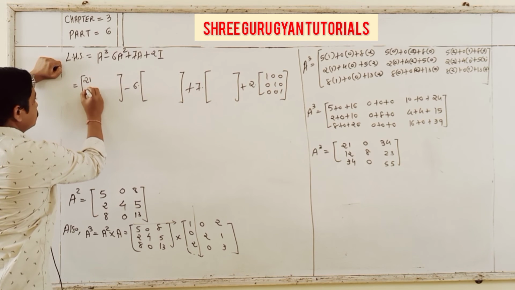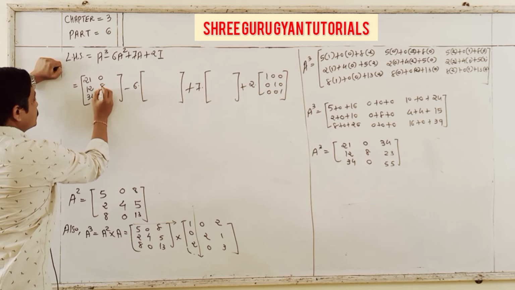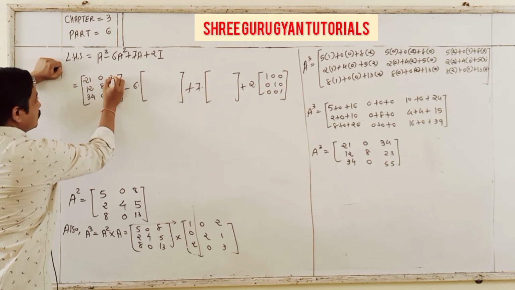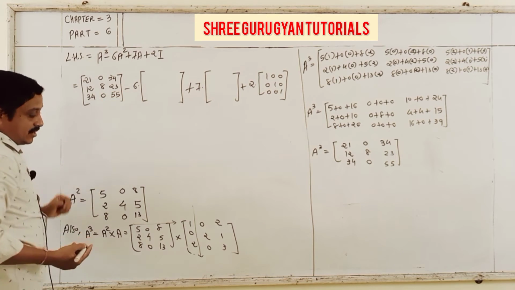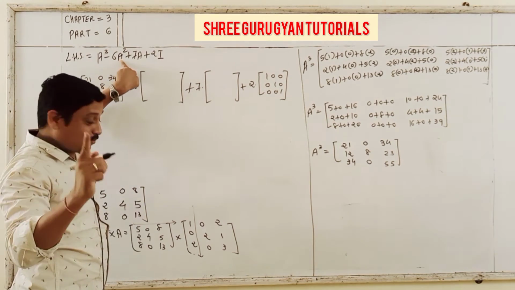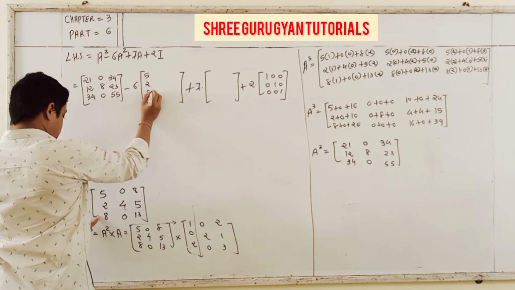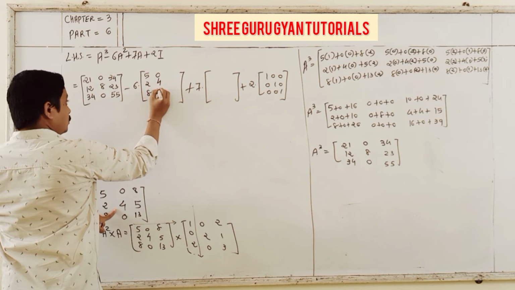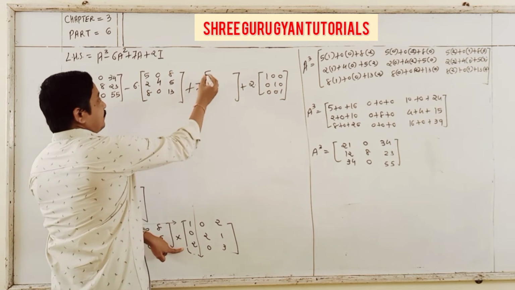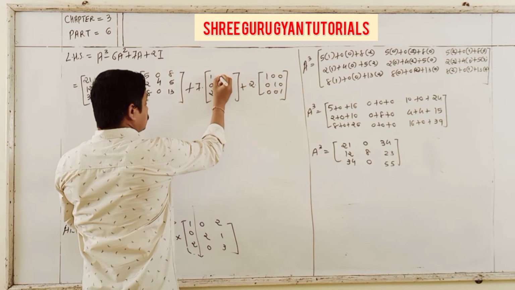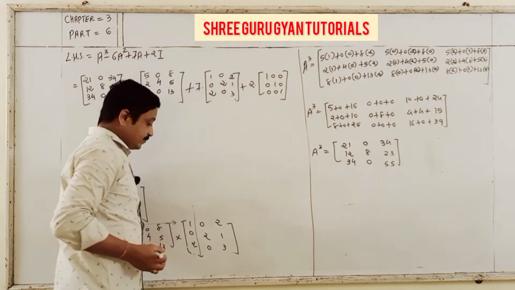21, 12, 34, 0 8 0, 34, 23, 55. And now time coming to A square. Okay, this is your A square. 5, 8, next 0 4 0, and 8, 5, 13. And A also you know students, this one: 1 0 2, 0 2 0, and 2 1 3.